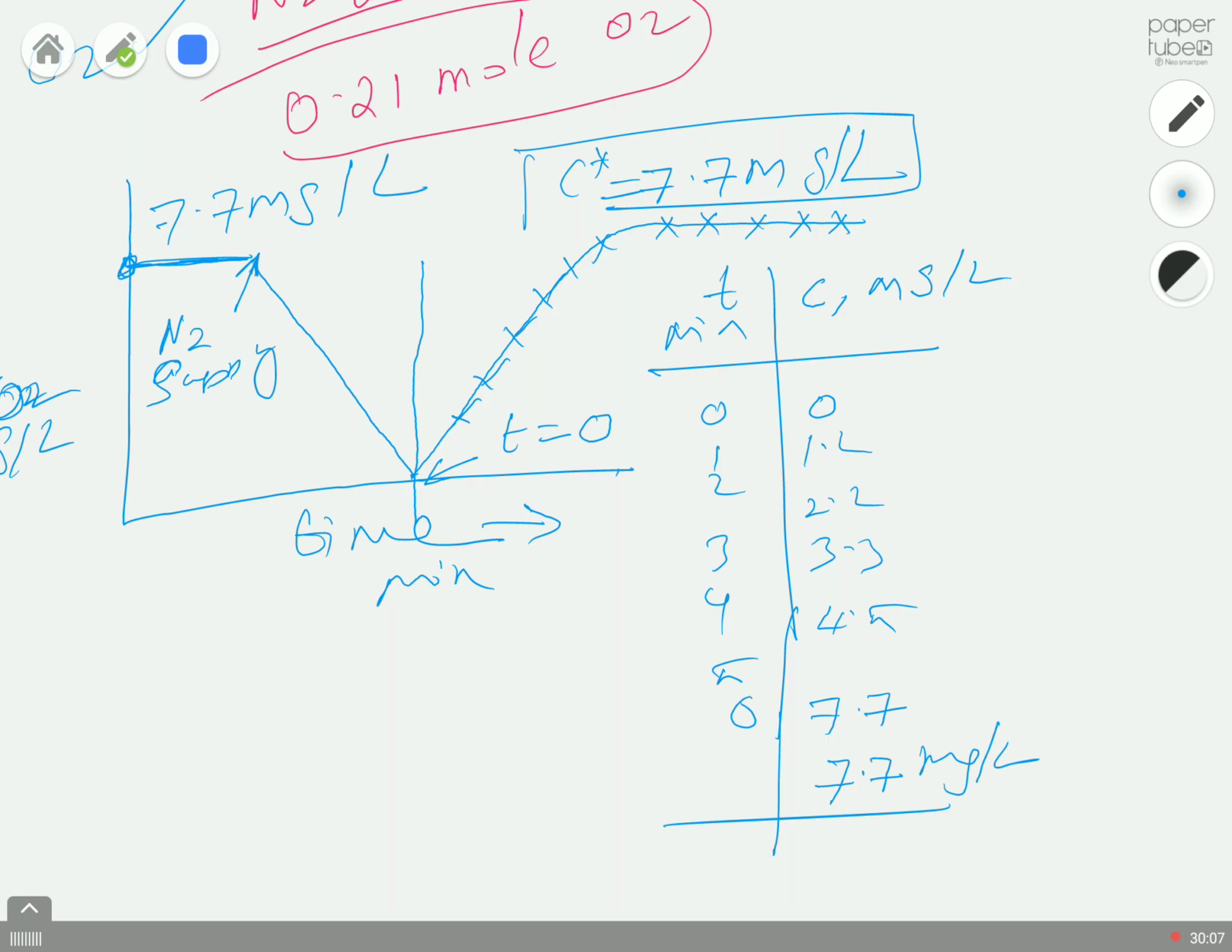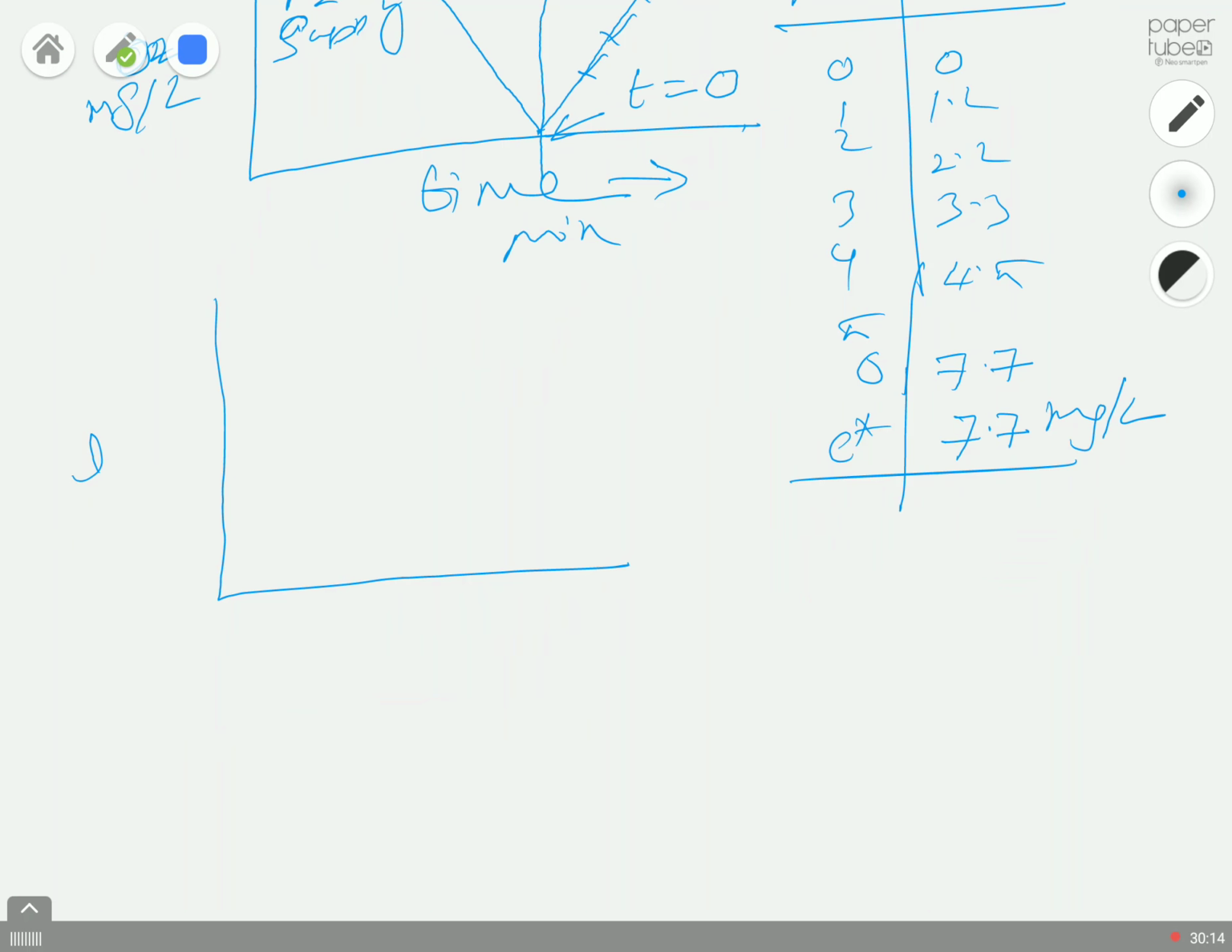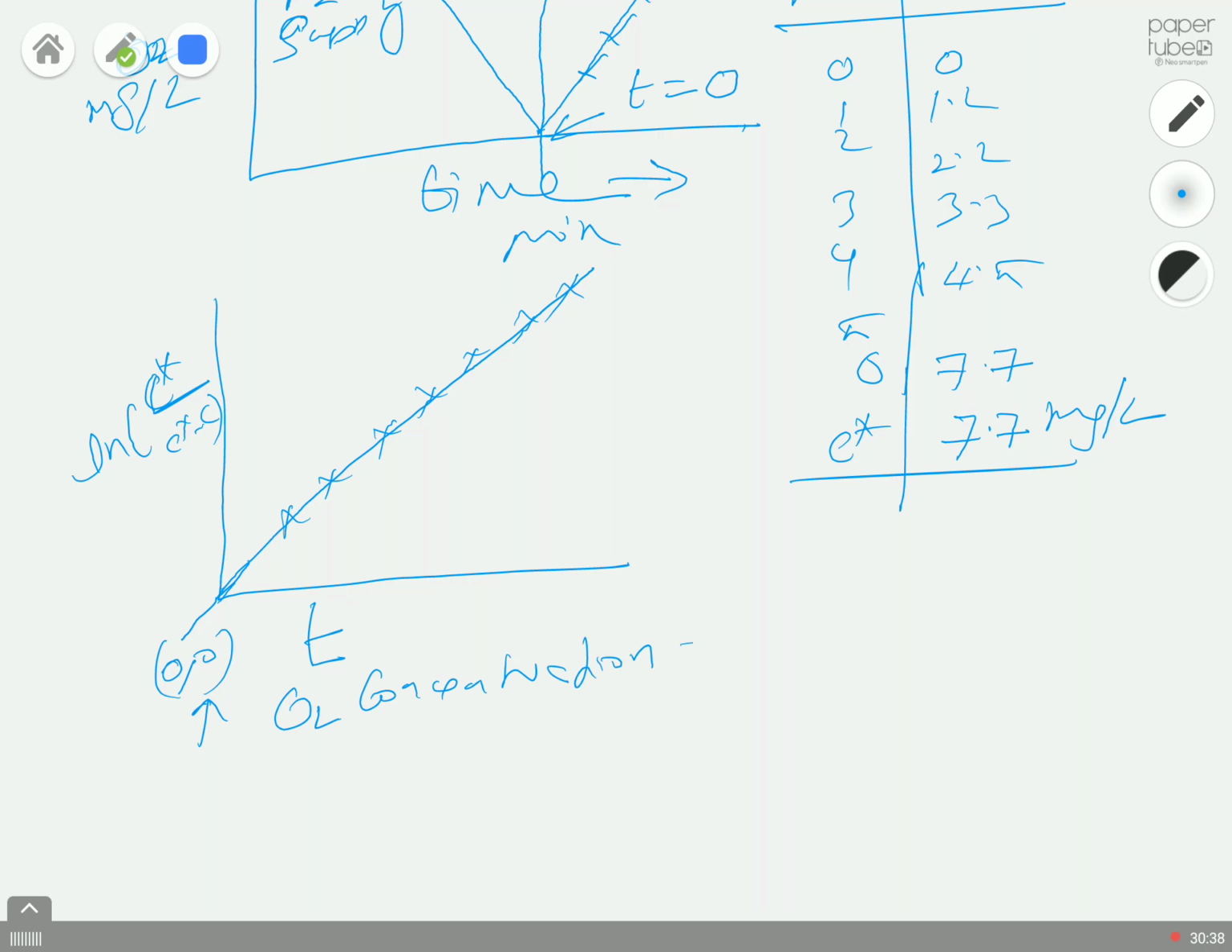Because that's your solubility limit, you reached your solubility limit. Once you have this value, you go back to this expression and plot ln of C star over C star minus C versus T. You will get something like that. It will definitely be a linear line, and it will pass through the origin, provided you started your experiment with O2 concentration equal to 0 milligrams per liter. From this slope, you can get KLa.